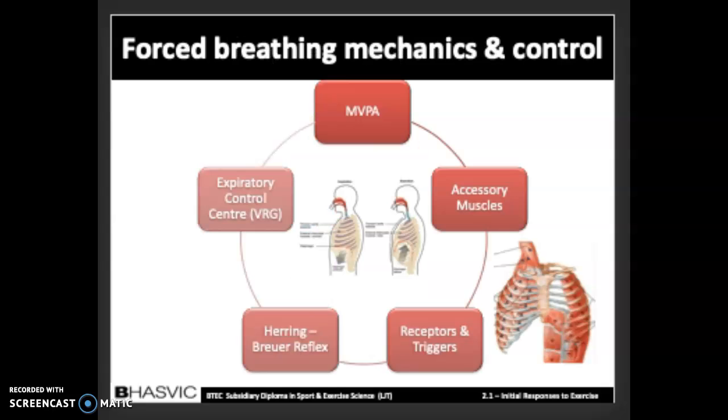When exercising, the way in which air enters the lungs is at a much faster rate. This is explained by MVPA: movement, volume, pressure, and air. Firstly, in inspiration, the external intercostal muscles contract, aided by accessory muscles such as the scalene muscles and the sternomastoid, which help to raise the ribs and sternum. The serratus anterior elevates the ribs, and the latissimus dorsi lifts the lower ribs.